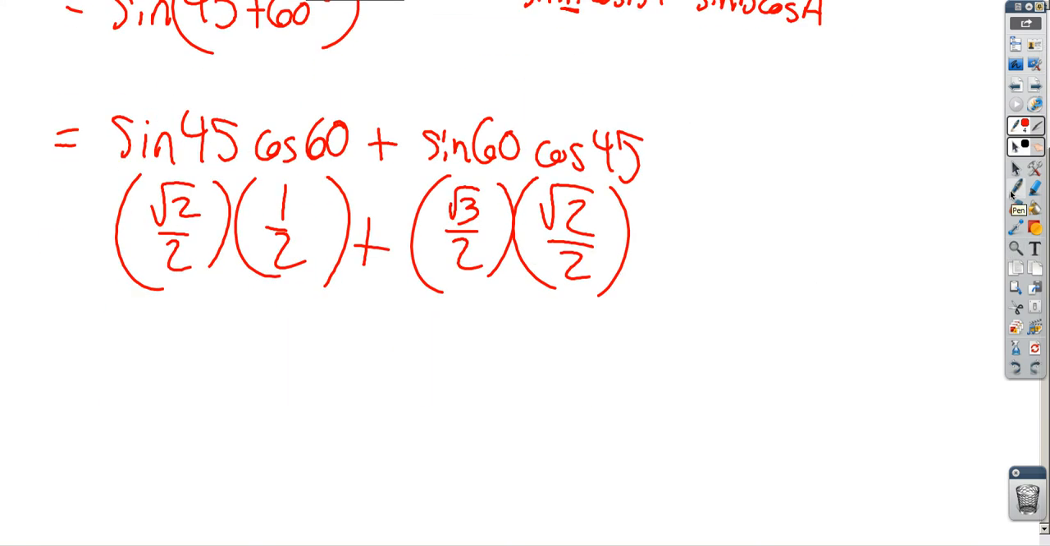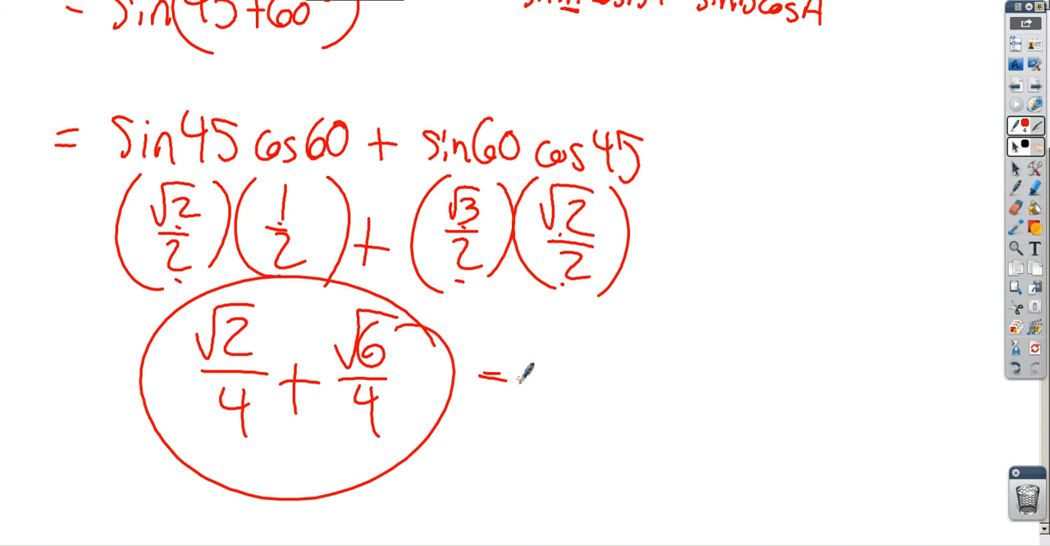We'll multiply root 2 over 2 times 1 over 2, which would be root 2 over 2 times 2 is 4. And then root 3 times root 2 is root 6, and 2 times 2 is 4. So this is the exact answer. We could combine these into one, root 2 plus root 6 over 4.